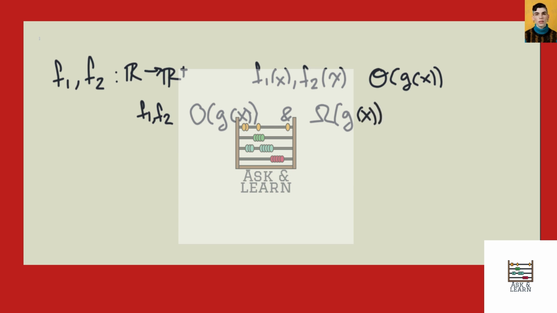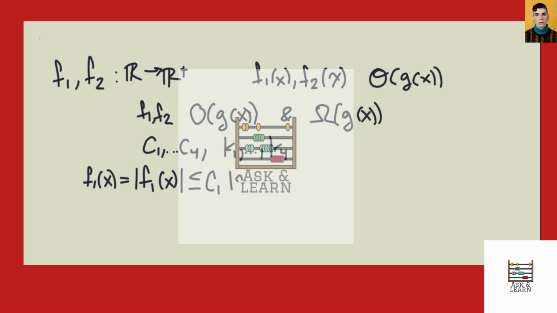All right, so knowing this, we can consider constants c1 through c4 and k1 through k4, such that we have that f1, since it runs from the reals to positive reals, is going to be equal to the absolute value of f1. All right, and this must be less than or equal to c1 of g, right? This is due to being big O. Okay, so whenever x is greater than k1.